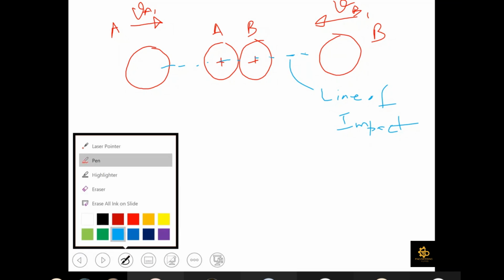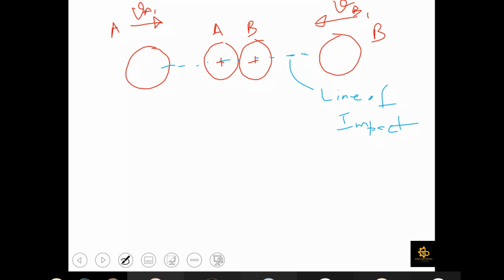In contrast to this, the second axis or the second line is defined as the plane of contact. What is the plane of contact? The plane of contact is basically an axis or the line which is defined perpendicular to the line of impact at the time of collision. So this one which is being shown here as the y axis, this is basically the plane of contact.